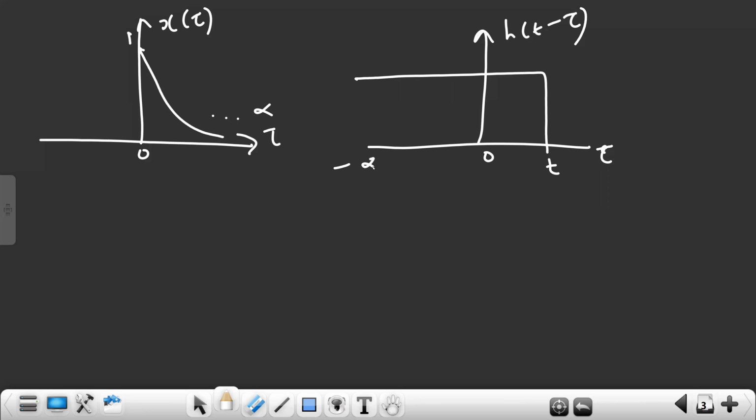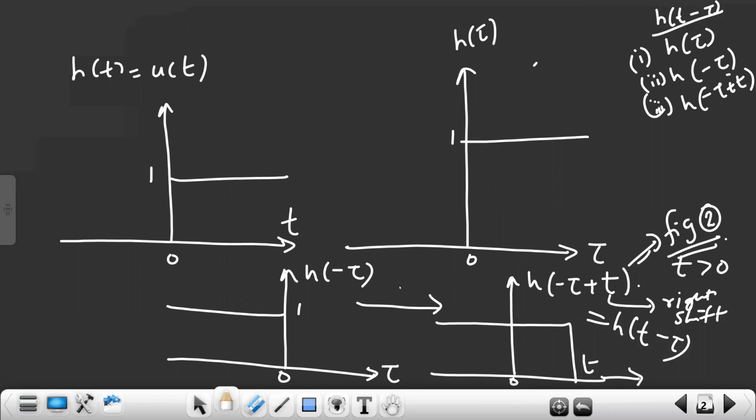Now I will take the first case because I don't know the value of t. So I have to assume different values of t. Accordingly, you can write the output. Suppose t is less than 0, what is the concept? T is less than 0 means it is negative. So how will this h of minus tau get shifted? If t is negative, how will this h of minus tau get shifted?